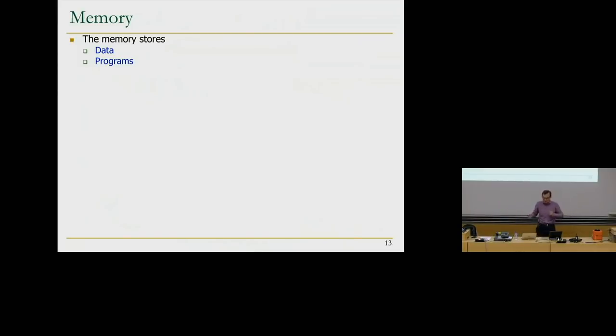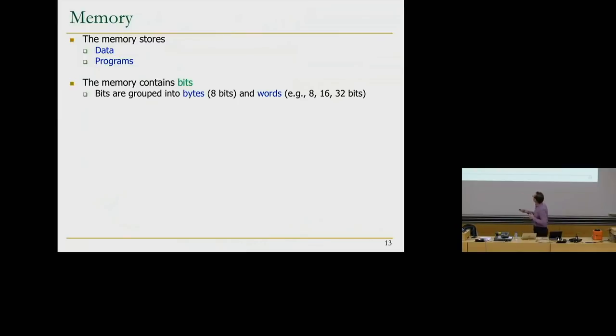Memory is a linear array. So it contains bits. Bits are grouped into bytes. Hopefully you know this. I'm going to go through this quickly. Bytes are 8 bits, and then bytes are grouped into words, or bits are directly grouped into words. And word is defined by the instruction set architecture, which is the hardware-software interface. We're going to look at that. It depends on your instruction set architecture.